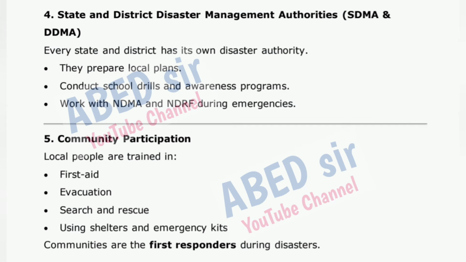4. State and District Disaster Management Authorities, SDMA and DDMA. Every state and district has its own disaster authority. They prepare local plans, conduct school drills and awareness programs, work with NDMA and NDRF during emergencies. 5. Community participation. Local people are trained in first aid, evacuation, search and rescue, using shelters and emergency kits. Communities are the first responders during disasters.